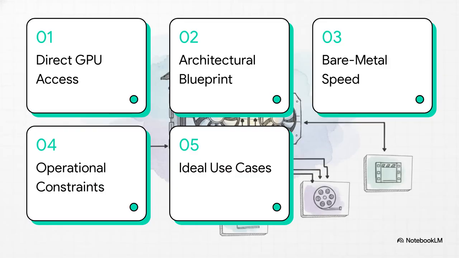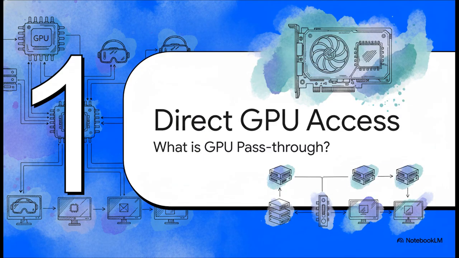So here's the game plan for this explainer. We're going to start with what GPU pass-through actually is, then we'll peek under the hood at the architecture, talk about the awesome performance benefits, but also get real about the trade-offs. And finally, we'll look at where this technology really shines.